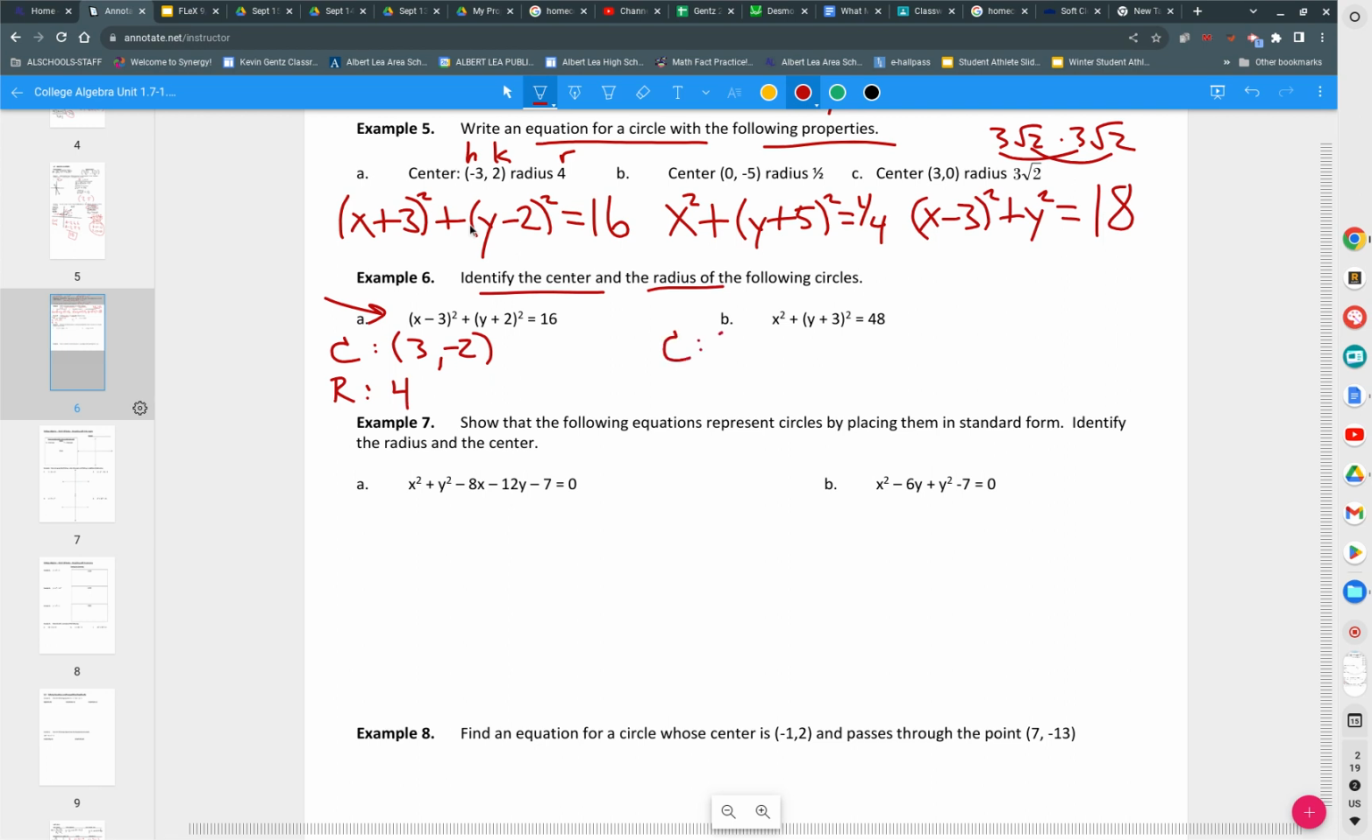What's the center for letter B? 0, -3. And the radius? The root of 48. There is a perfect square that divides evenly into 48. So they may know what it is. Might be one of your ages. 16. So I get 4 roots of 3. It goes in 3 times. Okay?